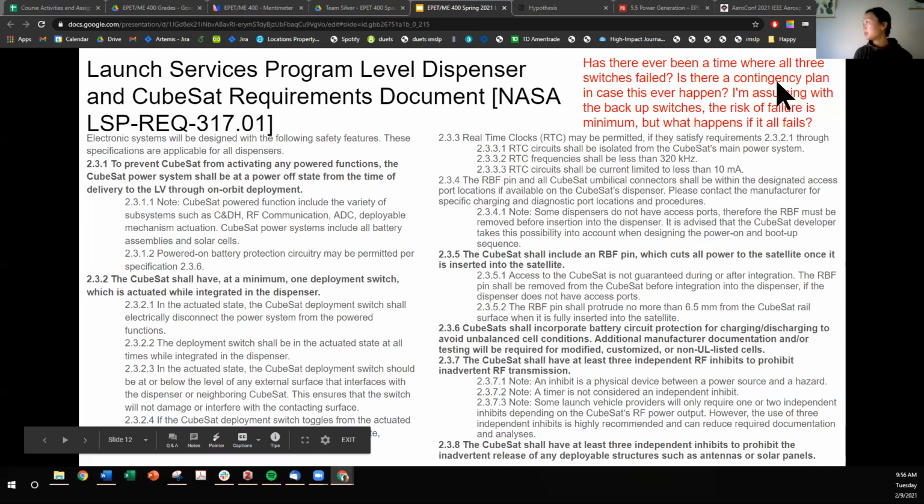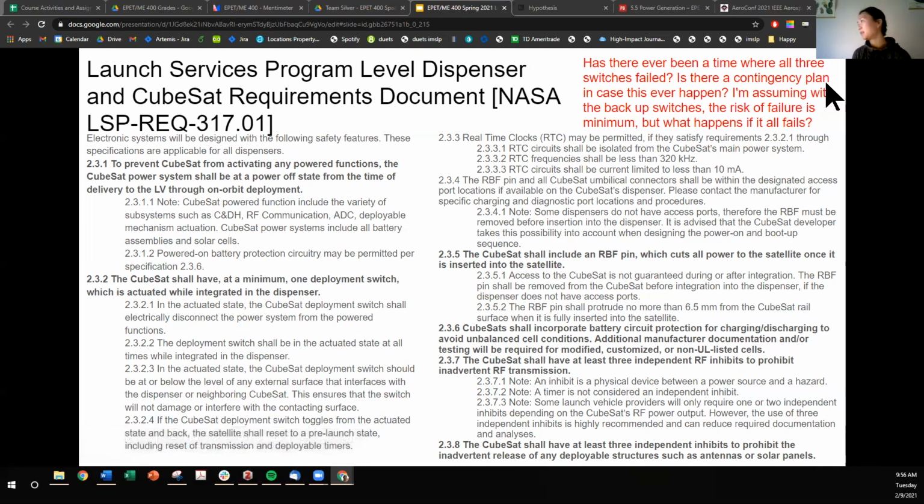And then there was a question here: has there ever been a time where all 3 switches have failed? I'm not sure about that. I'm not sure about all the times that CubeSats have failed. Is there a contingency plan in case this ever happens? So yeah, the 3 pins are supposed to add redundancy in case that first pin fails, then the second pin, then the third pin. That's a triple fault redundancy. So that in itself is the contingency plan.